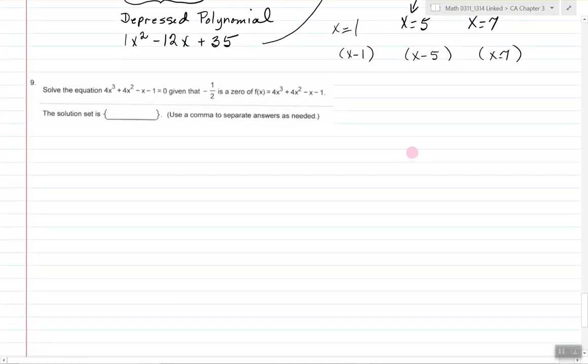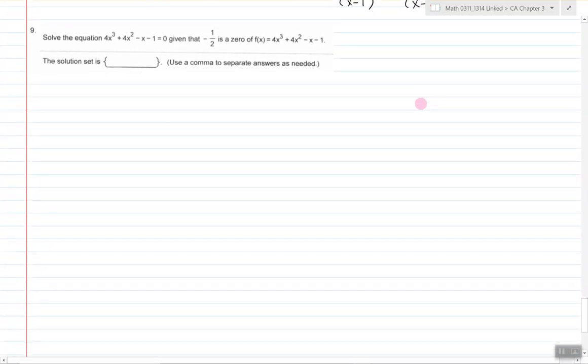The last problem, very similar, but we are given a third degree polynomial equation and a third degree polynomial in function form, and we're told that negative 1/2 is a 0, a solution, a root. So I will use negative 1/2 and divide it synthetically into 4, negative 1, negative 1 to get the depressed polynomial, and I'll solve it.